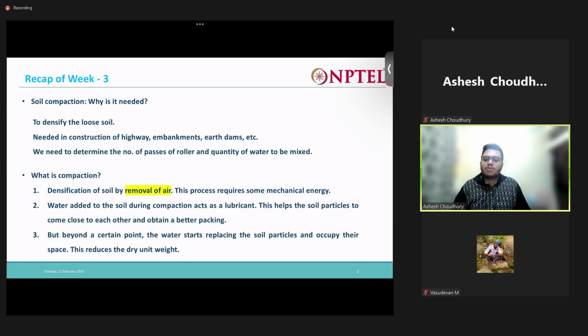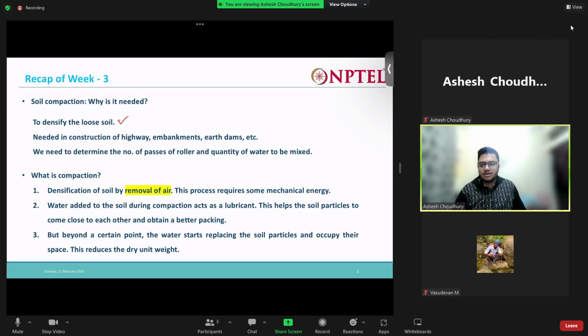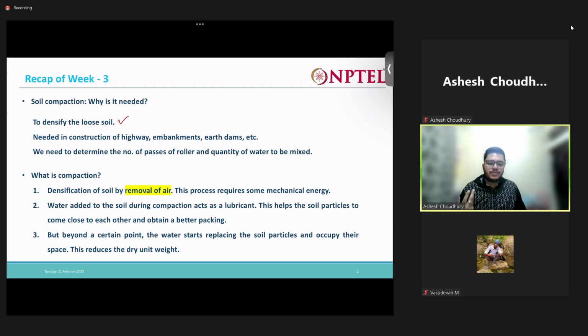Now, what is the basic main purpose of soil compaction? The main purpose of soil compaction is to densify the loose soil. That is the main target of soil compaction. Then why do you need compaction? Why do you need to densify loose soil?